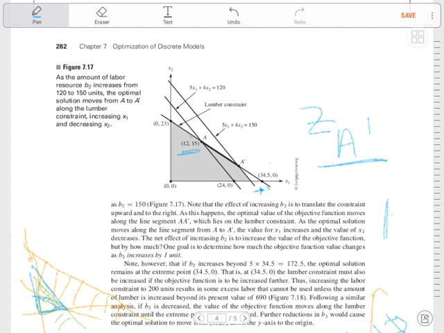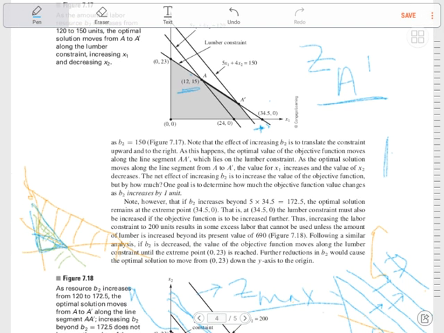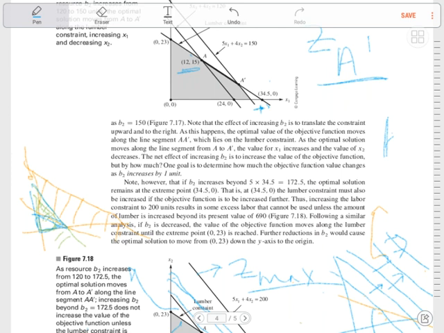So now, whatever this objective function is increasing, let us see how it is changing with this increment in the labor resource. So this part I am now skipping. Now, if B2 increases beyond this, the optimal solution remains at the extremal point, as I said, 34.50. This is the last one which is coming. The lumber constant must also be increased if the objective function is to be increased further. That is what I said.